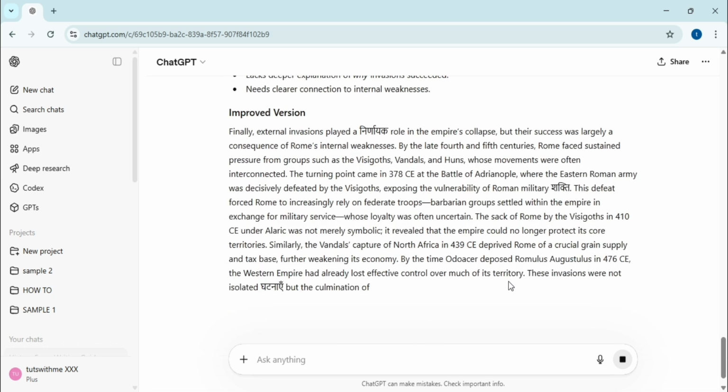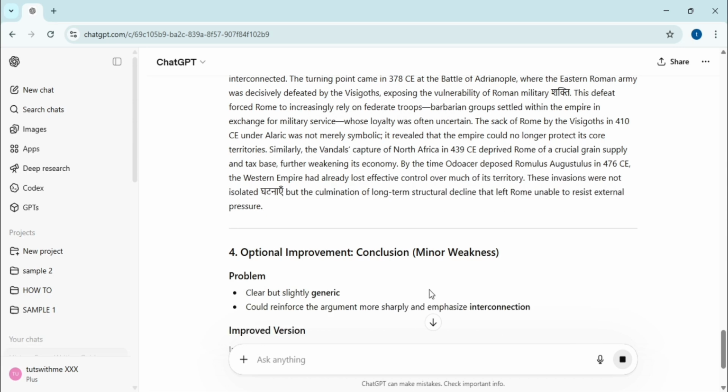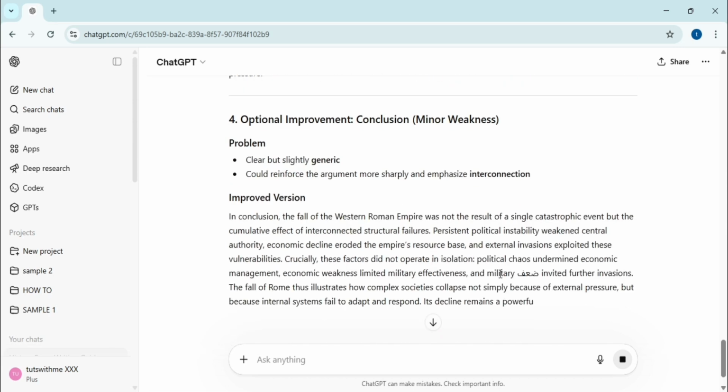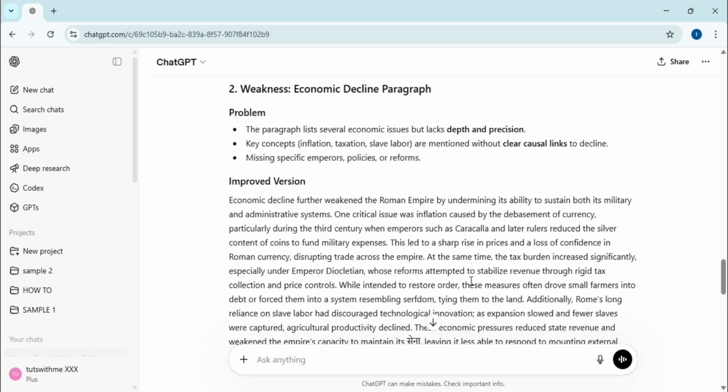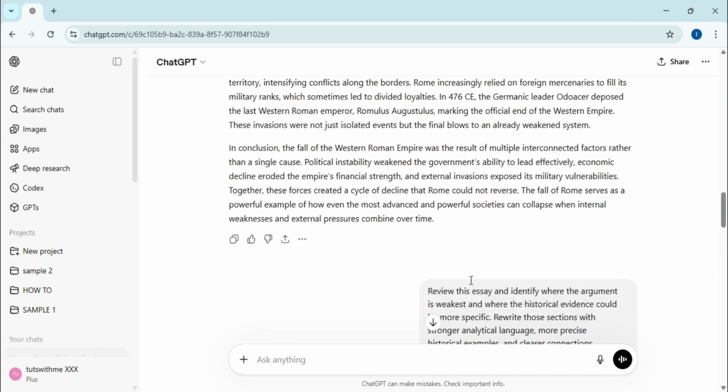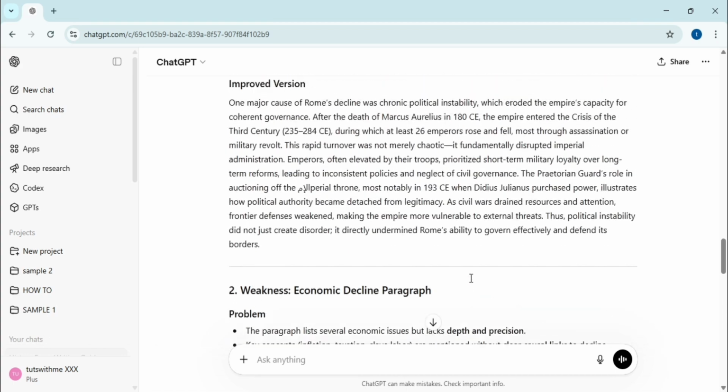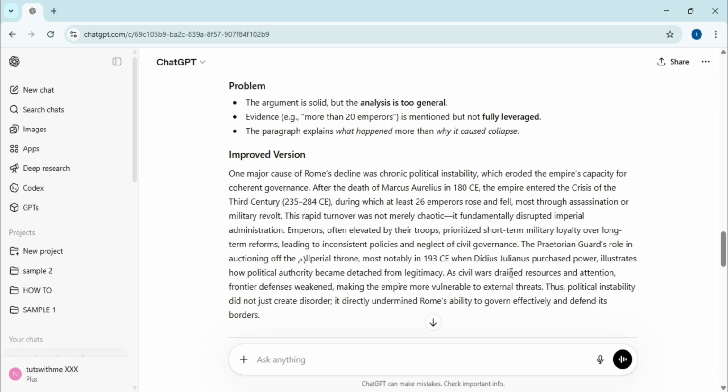This refined version offers much more precise historical evidence and clearer connections between the facts and the overall argument, making for a much stronger final paper. By following this iterative process, I can quickly transform a standard draft into a sophisticated academic essay.